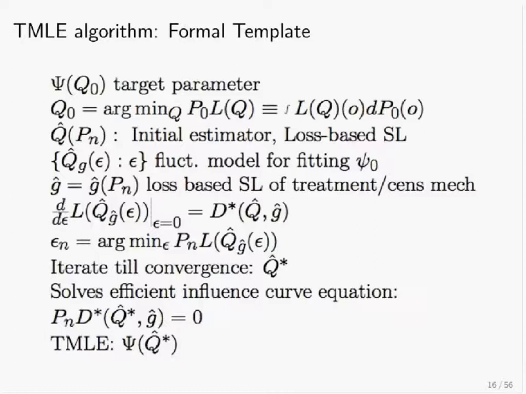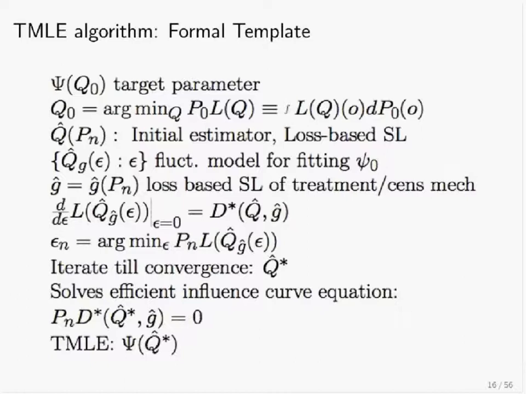Then, to really scare people off, I have a slide here. That's just to demonstrate a very general formal template we go through when we do this for every problem. So, you don't need to look at this, but this is what the game is. You say, hey, let's describe our estimand as a mapping of a part of the distribution of the data. That's the psi of Q0. So, Q0 is the relevant part. That's the first step. Then we estimate that relevant part of the distribution of the data, that's the Q0. We use loss-based super learning, because our parameter, that Q0, can be described as a minimizer of the risk of a loss function.